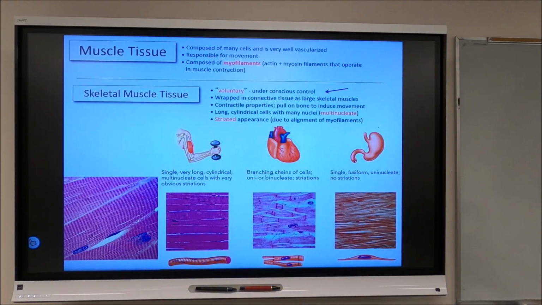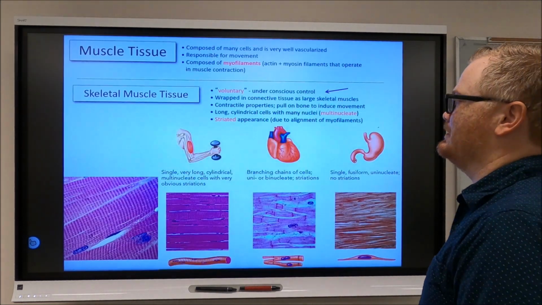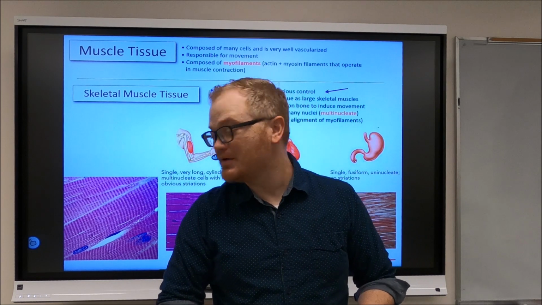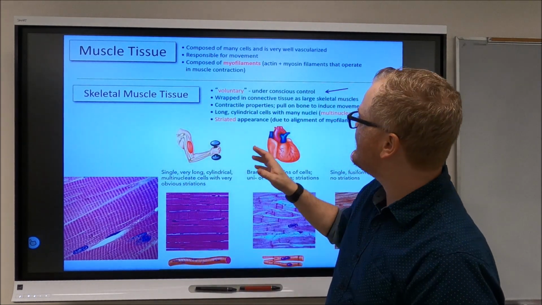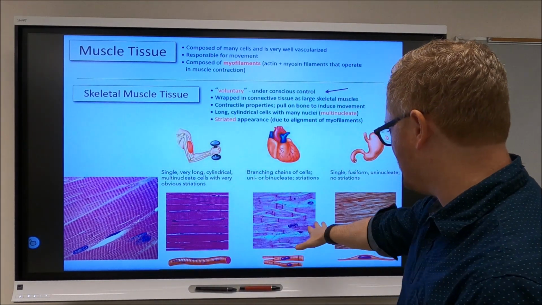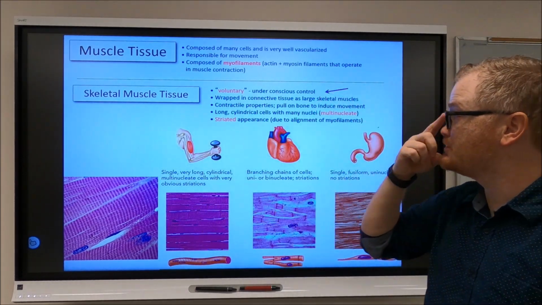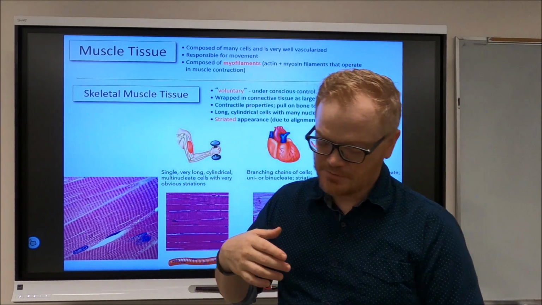Last but not least here is muscle tissue. So there are three types of muscle tissue. These are skeletal, cardiac, and smooth muscle, and I've got them down here. Skeletal muscle, cardiac muscle, and smooth muscle. I'm going to talk a little bit about these. All right, here we go.